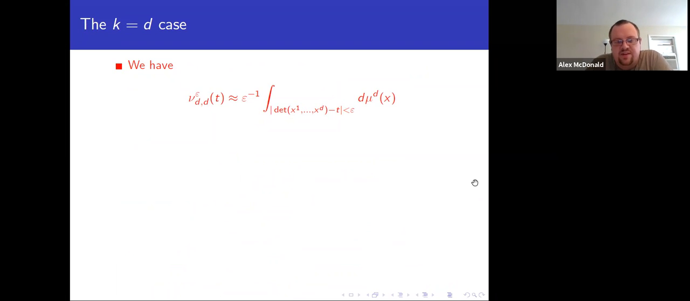So I'm going to start by describing the k equals d case, which, like I said, is our jumping off point. And then I'll describe how we reduce to that case. So for k equals d, this approximation to nu can be understood in terms of an integral. We're integrating the d-fold product of mu over the region of vectors where the determinant of x1 through xd is approximately equal to t. And then we divide by epsilon to take the average. So this is up to constants what our approximation is, and this is the thing we want L2 bounds on.